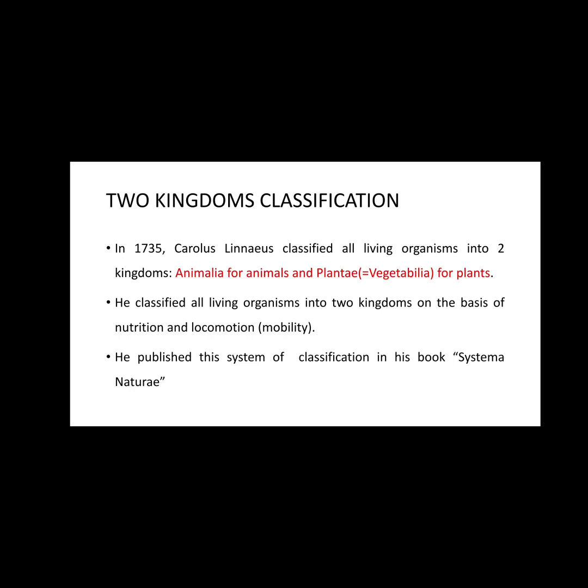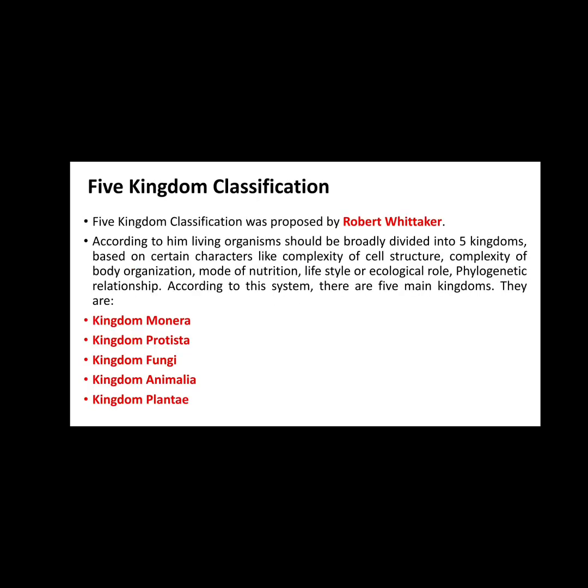He classified all living organisms into two kingdoms. One is Animalia, the second one is Plantae or Vegetabilia. He classified all organisms on the basis of nutrition and locomotion. He published this system of classification in his book Systema Naturae.